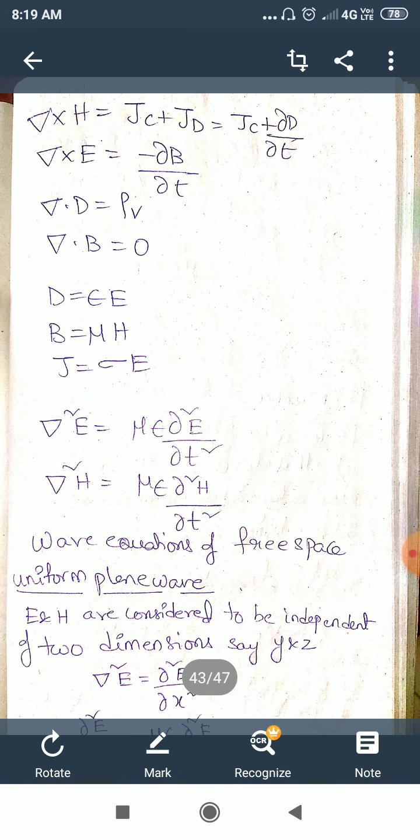In our case, a wave is an electromagnetic wave, which is a combination of an electric field and a magnetic field. For example, we will take the Cartesian coordinate system x, y, z, and consider the wave propagating along the x direction. If the wave is propagating along the x direction, the electric field E and the magnetic field H are independent of y and z. With this condition, we will write the wave equation.